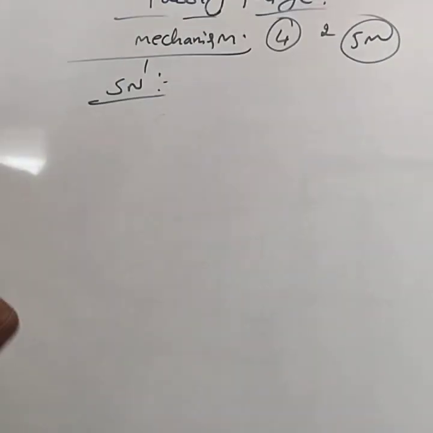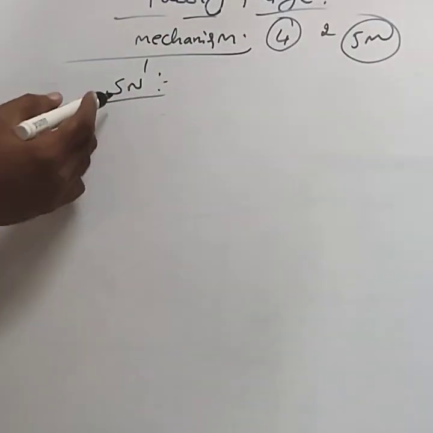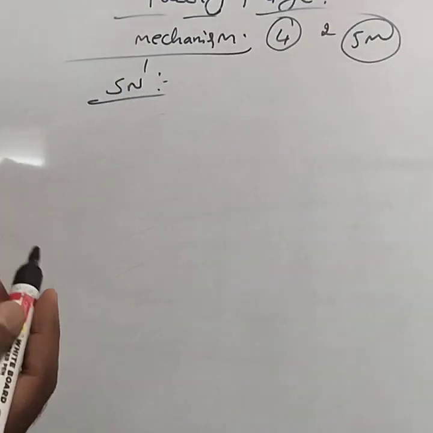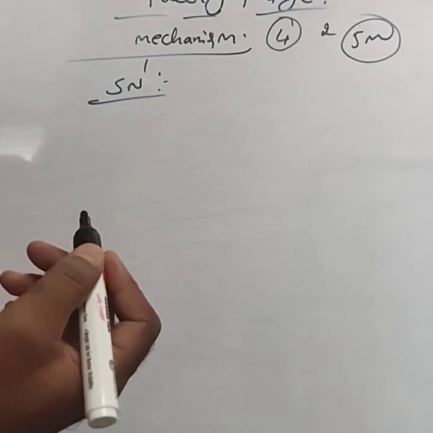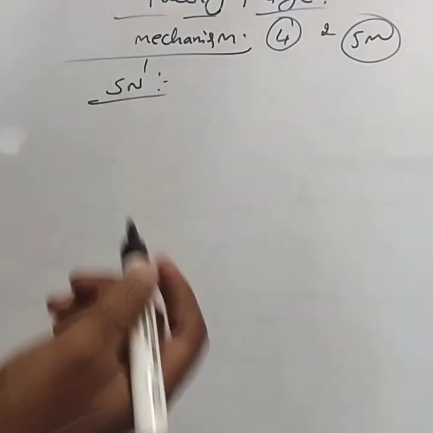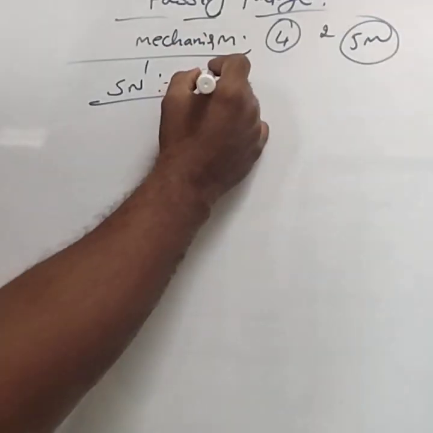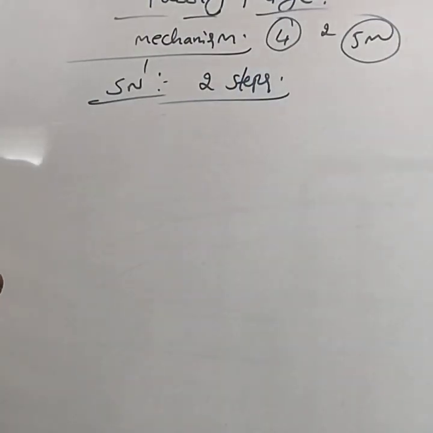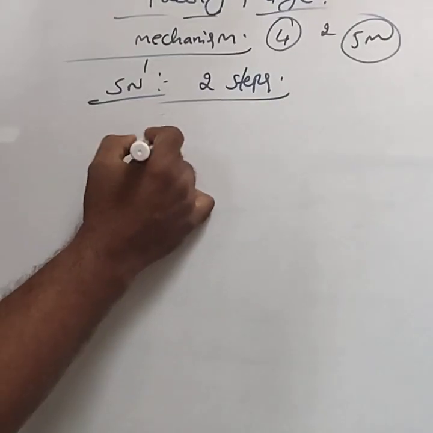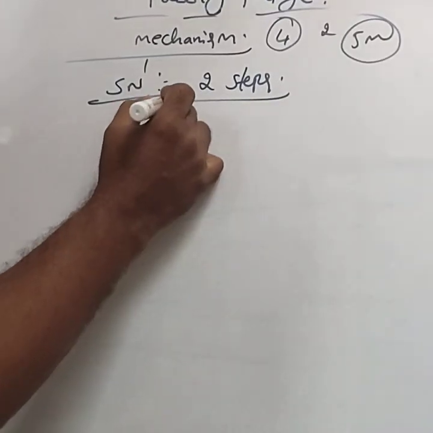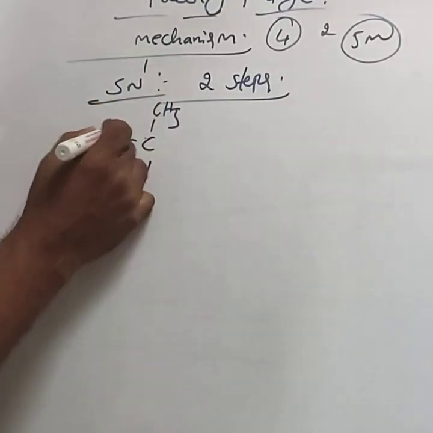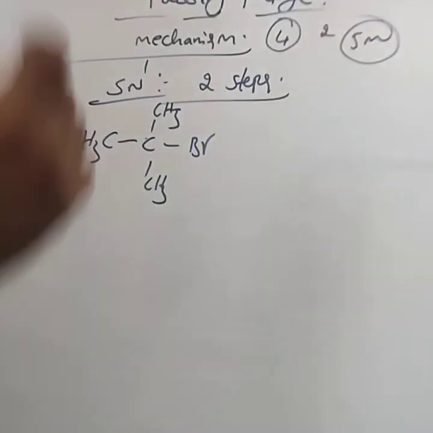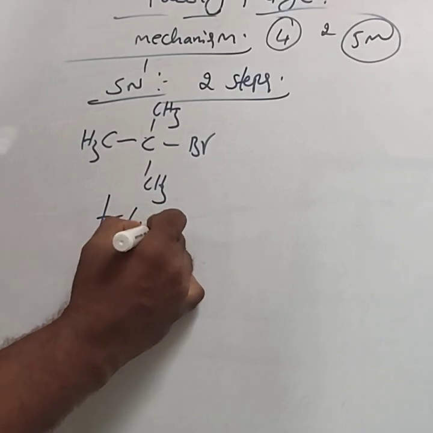SN1 mechanism. SN1 means substitution nucleophilic unimolecular. For this SN1 mechanism, you directly consider the mechanism. The SN1 mechanism involves two steps. Take tertiary butyl bromide, t-butyl bromide.